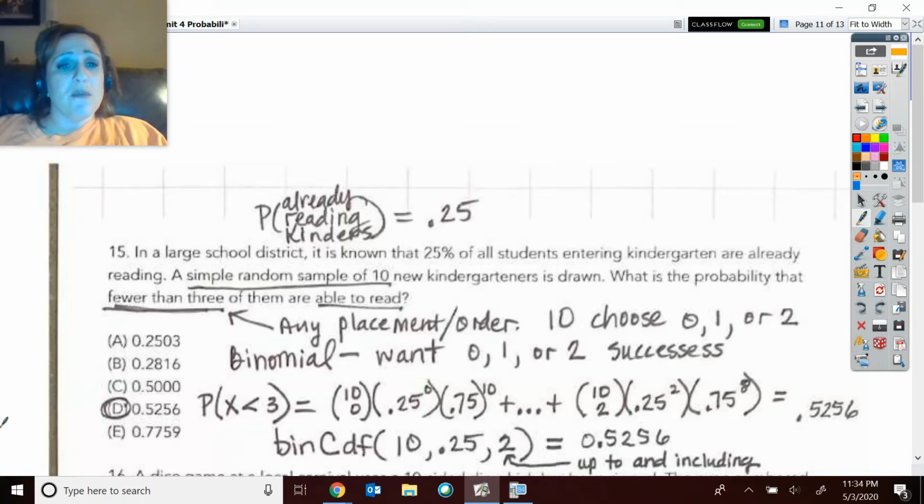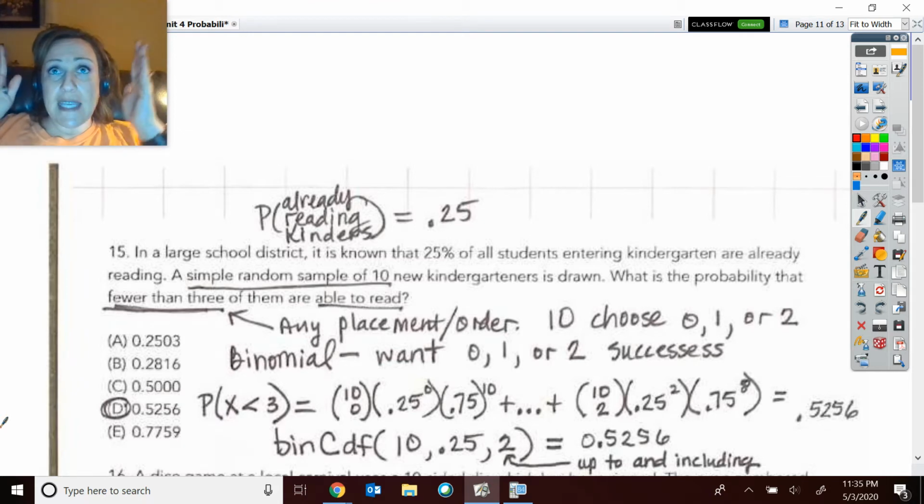All right, on our number 15, we have a situation where we have this random sample of 10. So out of these 10 kindergartners, we want to know the probability that fewer than 3 of them, so none of them, or 1 of them, or 2 of them are able to read. Okay. The key here is that they're not defining the order in which you find these 0, 1, or 2 kindergartners who can read, like on problem 14 where we had that order defined.